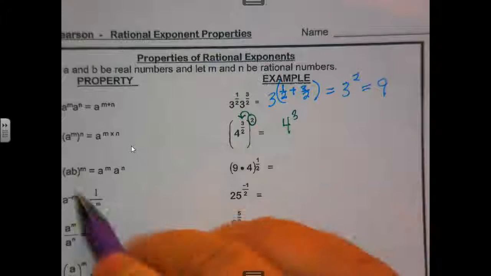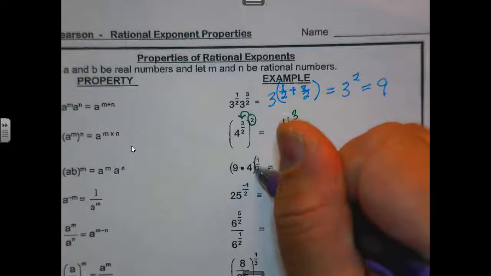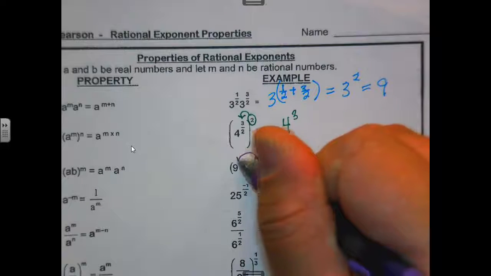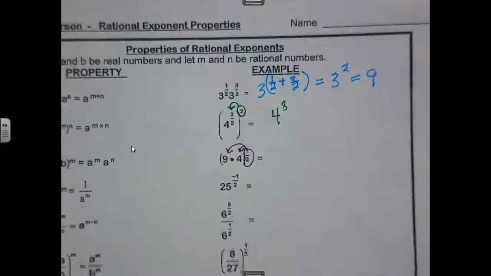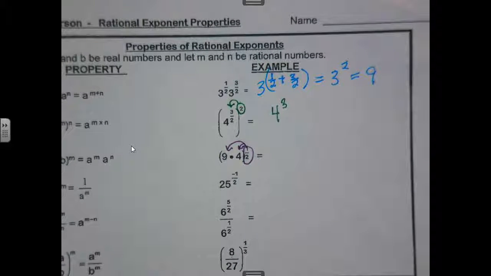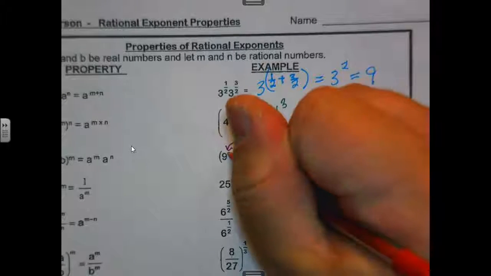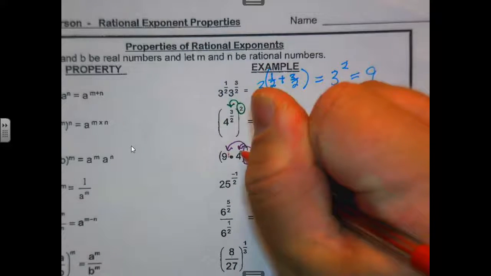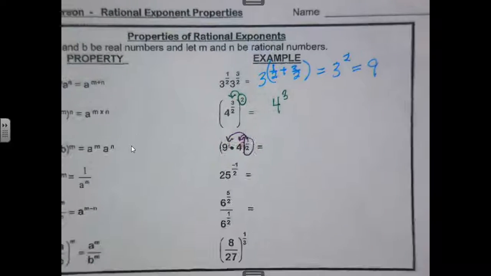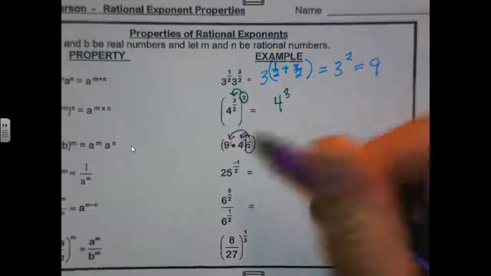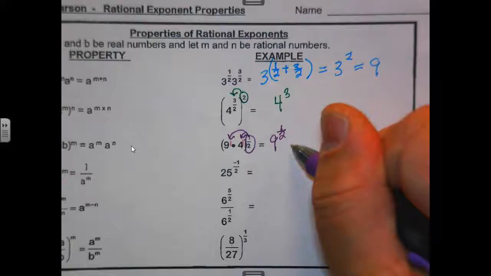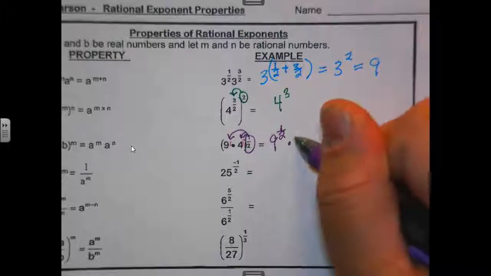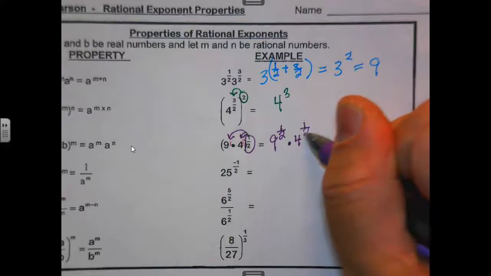Okay, if I have 2 different bases, I take my exponent and distribute it to each one of them, right? If there's no exponent there, what do I have? 1. I have 9 to the first, 4 to the first. So if I distribute, I get 9 to the 1 times 1/2, or 9 to the 1/2, times 4 to the 1/2.